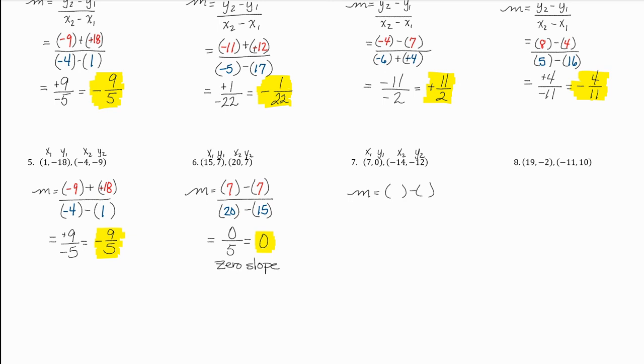So let's get our parentheses where they are at. In the numerator, we're going to start with a negative 12. y sub 1 is 0.